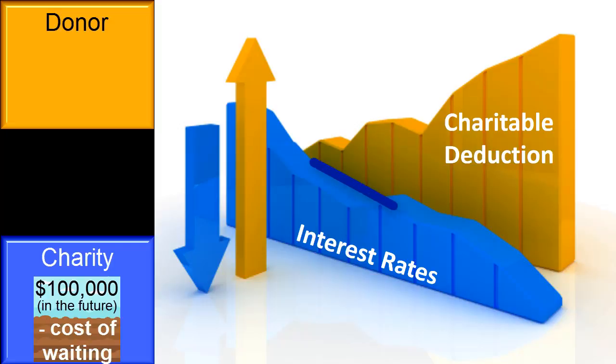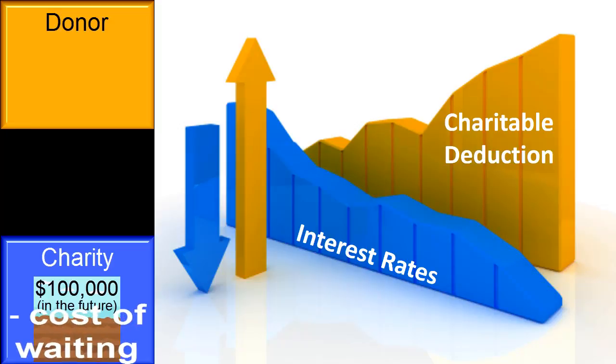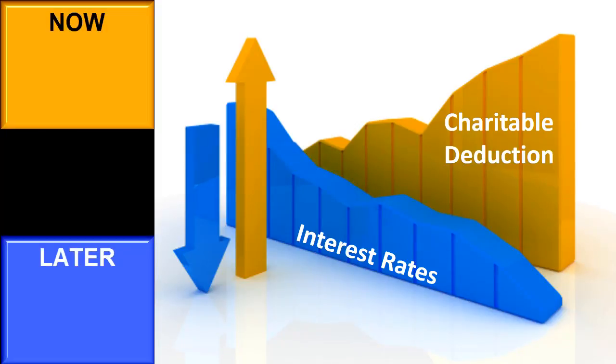If interest rates are very low, for example 1%, then the cost of waiting is also very low. When the cost of waiting is low, the value of a gift requiring waiting will be relatively high. When the cost of waiting is high, for example a 10% interest rate, the value of a gift requiring waiting will be relatively low.